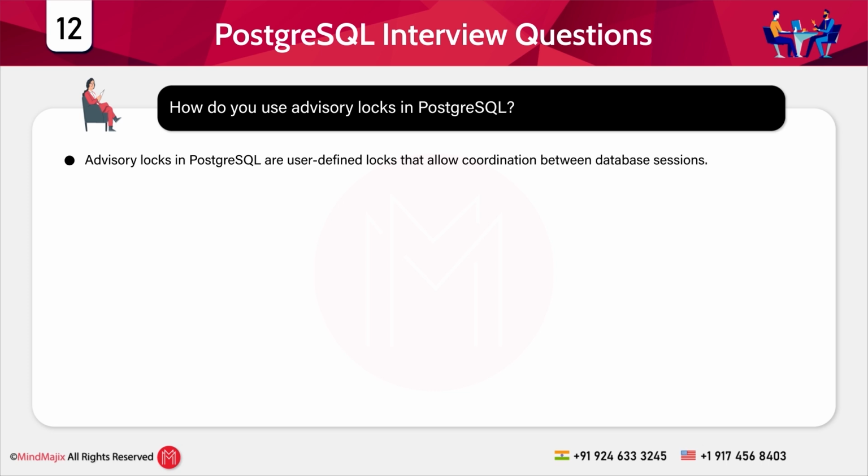So basically, to acquire an advisory lock, you can use the pg_advisory_lock function. How do you do that? You can write select pg_advisory_lock and you have to provide the lock ID. Similarly, to release an advisory lock, you can use the pg_advisory_unlock function. You can simply write select pg_advisory_unlock and provide the lock ID over here. Advisory locks are often used for application level synchronization or to implement custom concurrency control mechanisms.